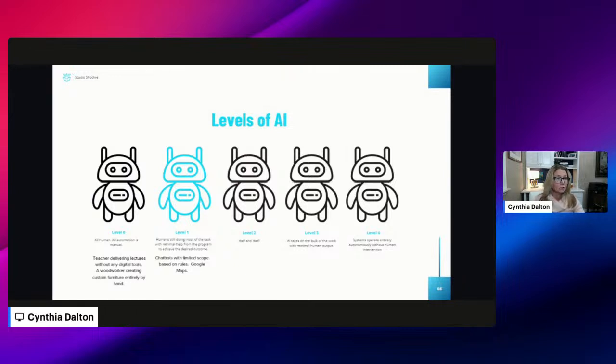And lately, we've had level 2. So we've gotten to level 2, and level 2 is where it's gotten kind of interesting. We've gotten to a place where it's half and half: humans do the work and the program or the machine does the work. So half human, half program. ChatGPT is a really great example of this.